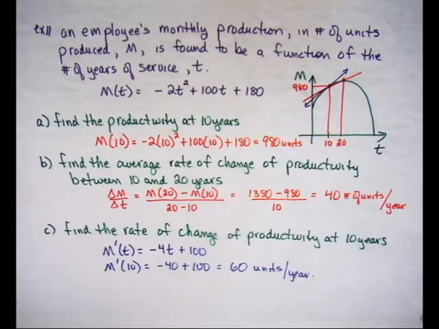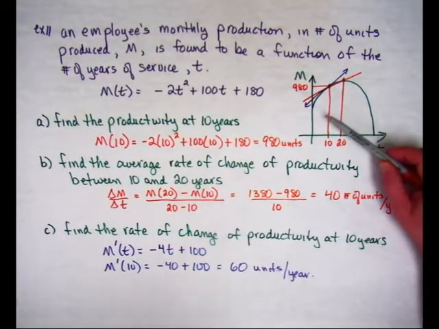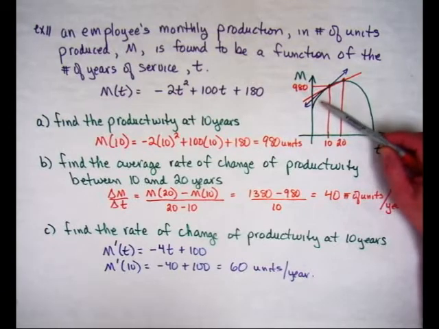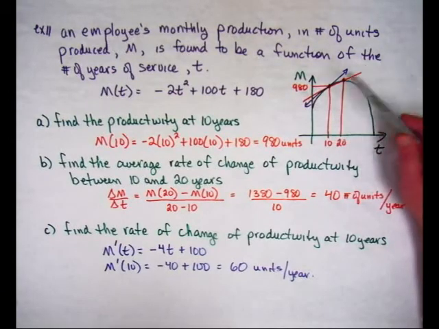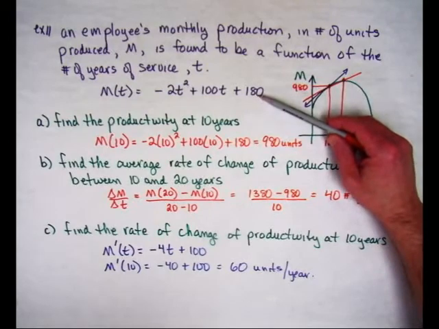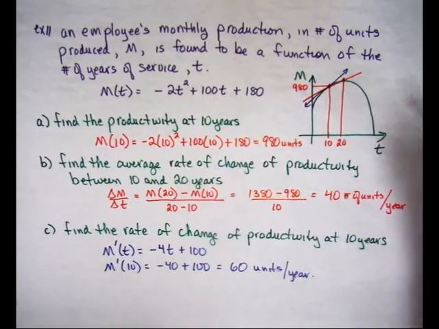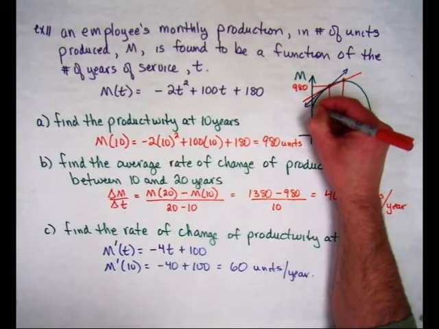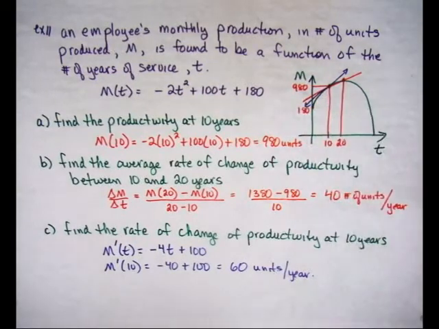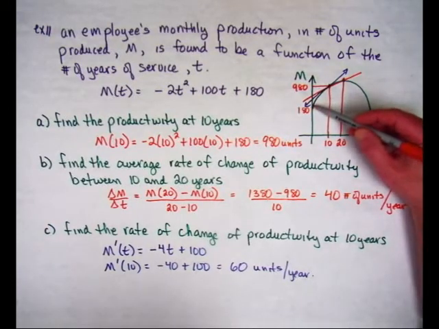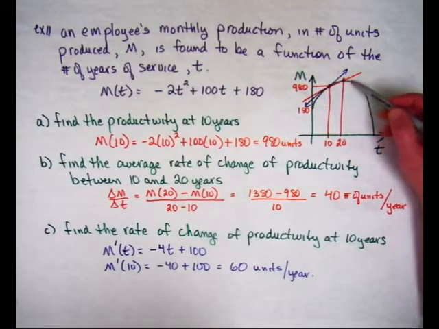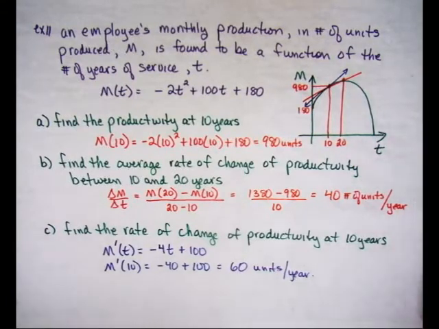So the function that we're given is M of T equals negative 2T squared plus 100T plus 180. It is not necessary to draw a picture to do these questions, but what I've done over here is drawn a picture for you so you can actually see what the productivity would look like. Our function is a concave down parabola with an M-intercept of 180 if we plugged in 0 for time. So that means that this graph is starting right here at 180. So the employee is producing 180 units initially. As time goes by, their productivity is going to change, as followed by this green graph right here.